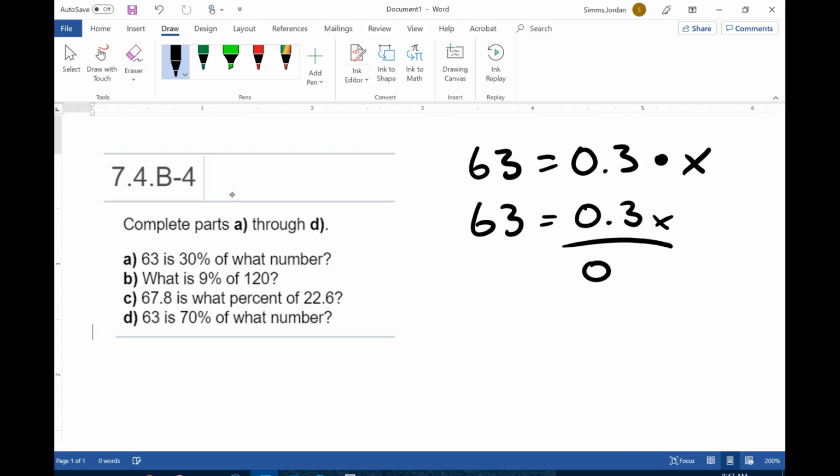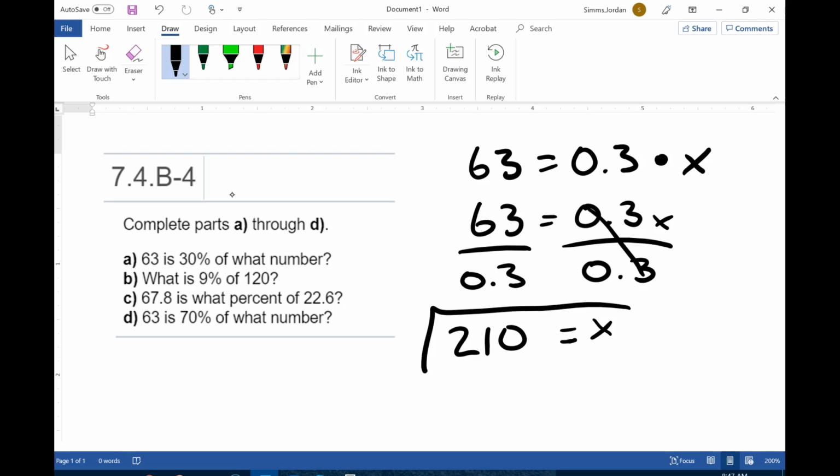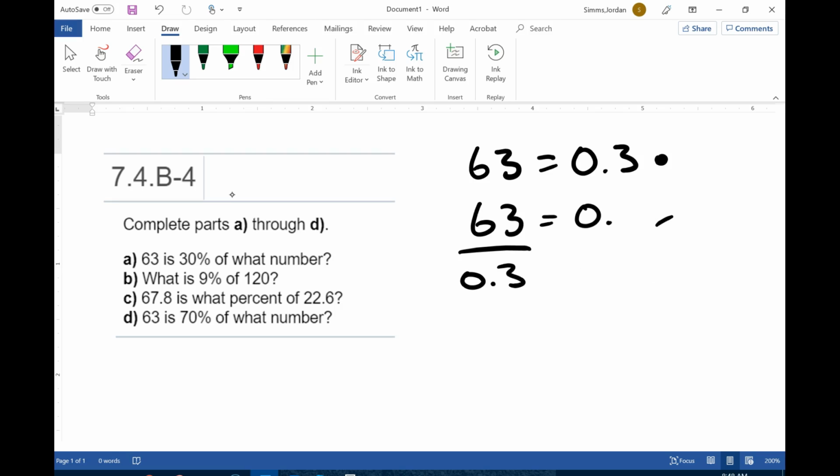And then to solve for x, we'll just do some simple algebra. Divide both sides by 0.3. That goes away. 63 divided by 0.3 comes out to 210. I calculated that, by the way. I don't know that off the bat. So that's the first one there. It's really just the modeling that's the challenging part here.